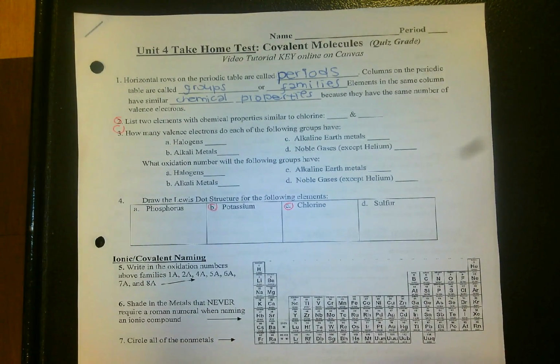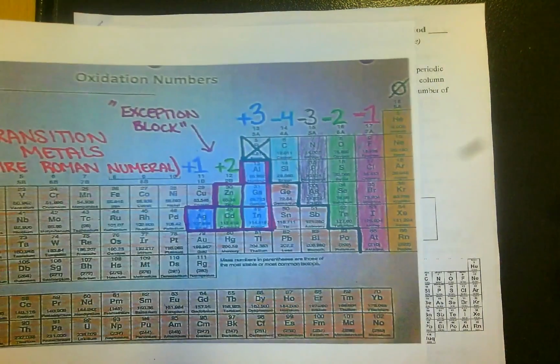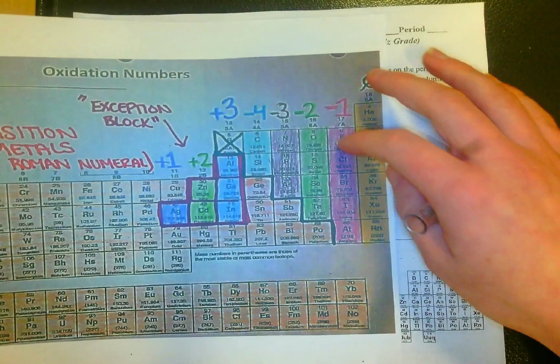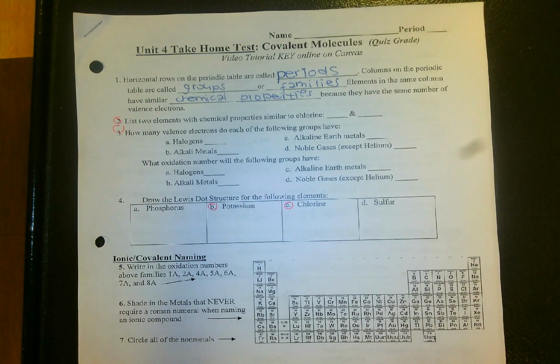The next one says, list two elements with chemical properties similar to chlorine. Really, I can look at any of my halogens. Halogens are in that group 17 right here. They're this color, so I could pick any of those. I'm going to pick, let's see, bromine and fluorine.